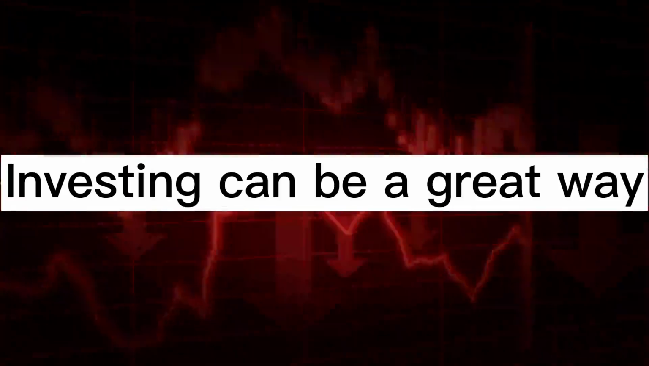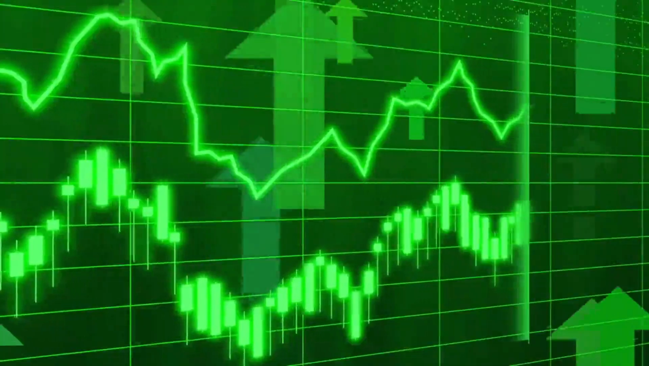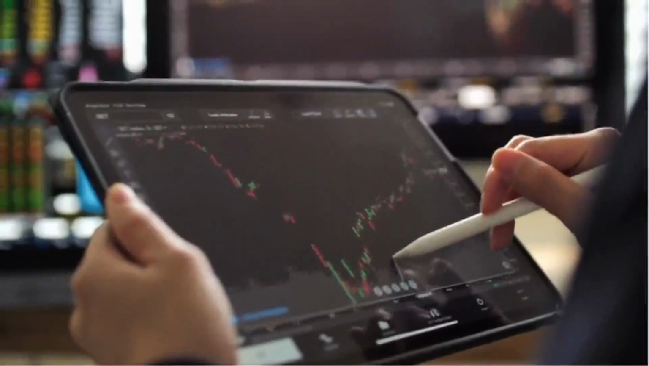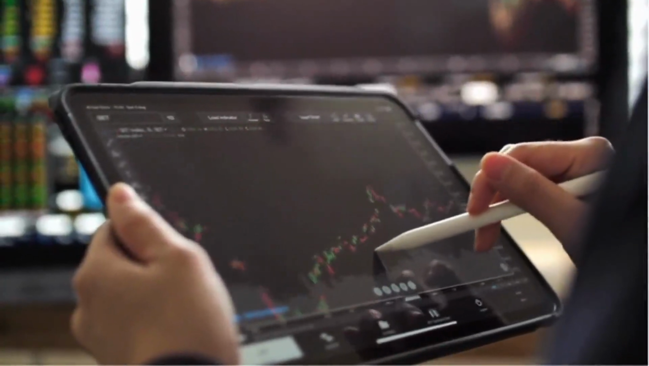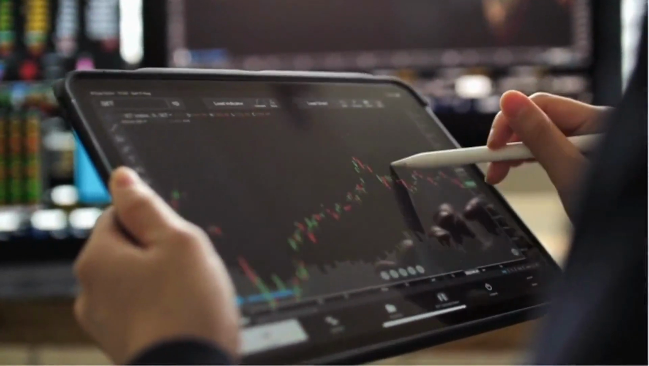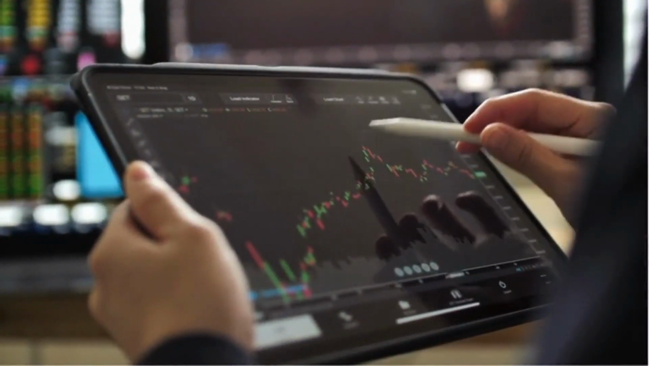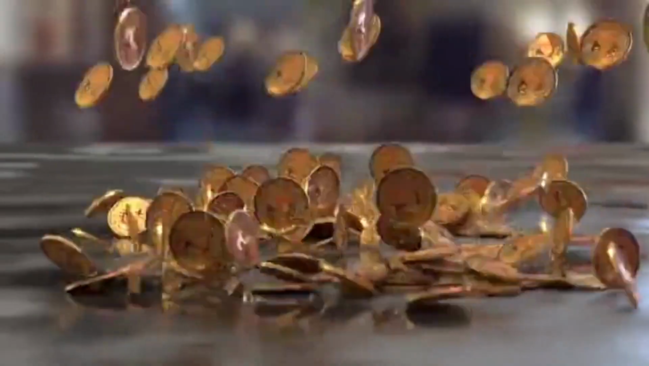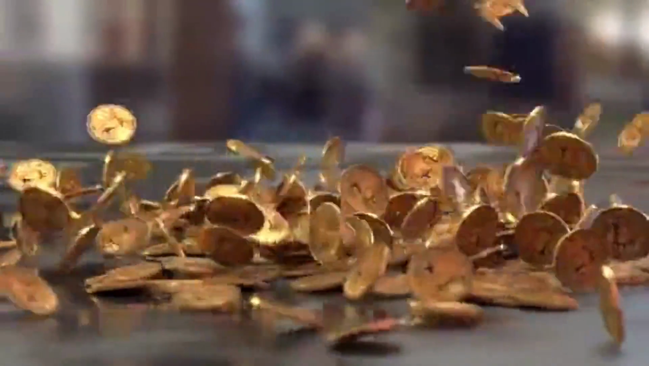Investing can be a great way to grow your wealth and achieve your financial goals. However, with so many investment options available, it can be challenging to know where to start. One common question that many investors have is how to achieve a 10% annual return on their investments. In this article, we will discuss 5 simple steps to help you achieve this goal.